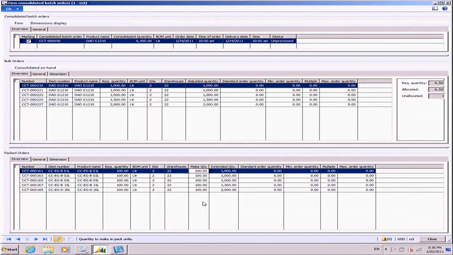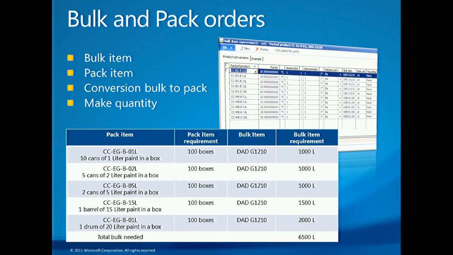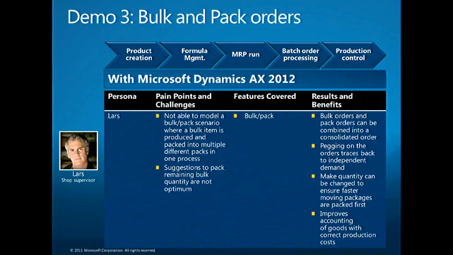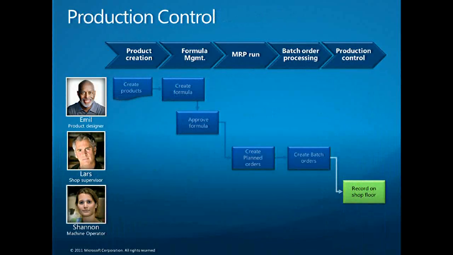And once you do that, the system will still maintain the pegging in the background. Because even though you have changed the quantities here, the pegging needs to be maintained. Okay? All right. So, yeah, it helps. We believe the benefit is improved accounting of goods with correct production costs, and we've seen all of that. So I'll move on to the next one.